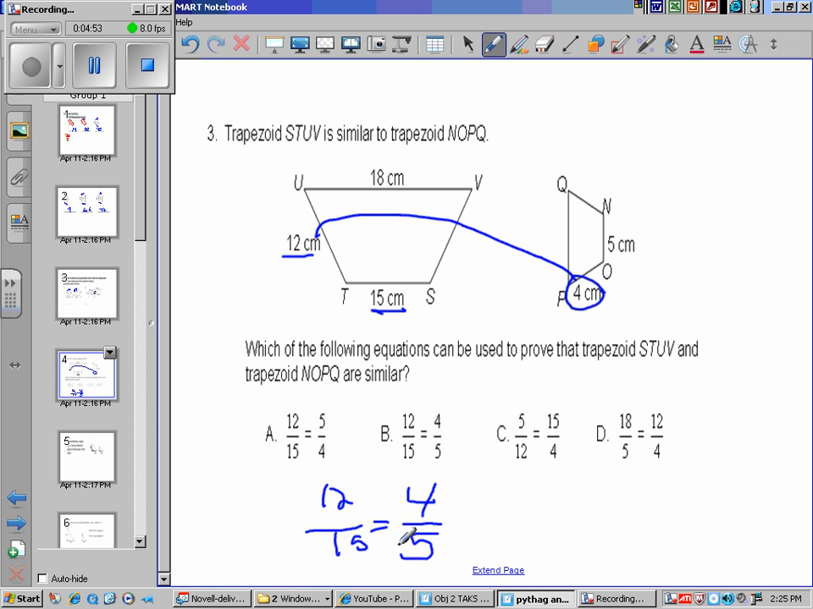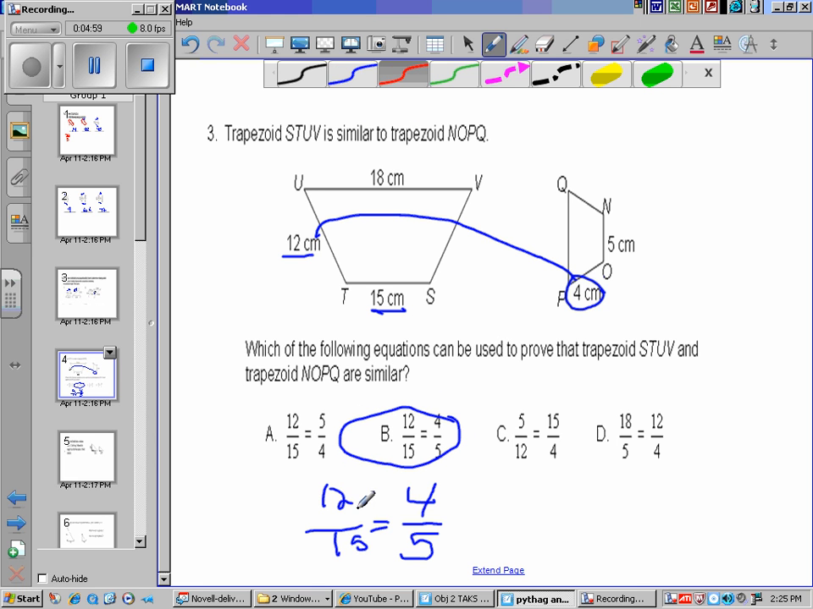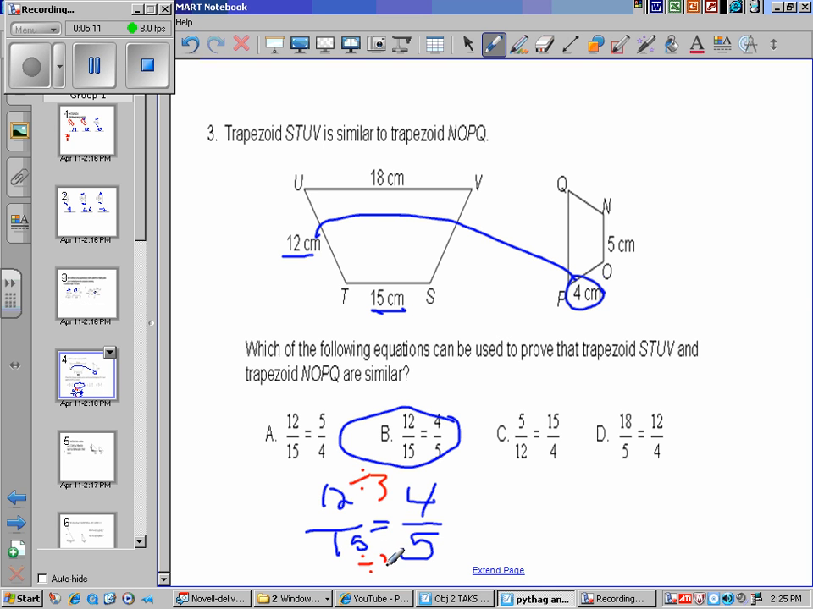Well, first off, this would be my answer right here, B. But to know if it was similar or not, you would look: if I took 12 divided by 3, it would give me 4. Well, this would need to be the same in order for it to be similar figures. And it is, because 15 divided by 3 is 5.